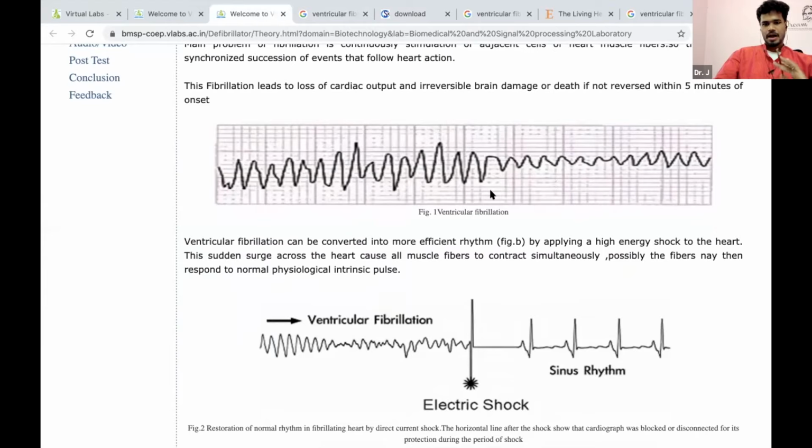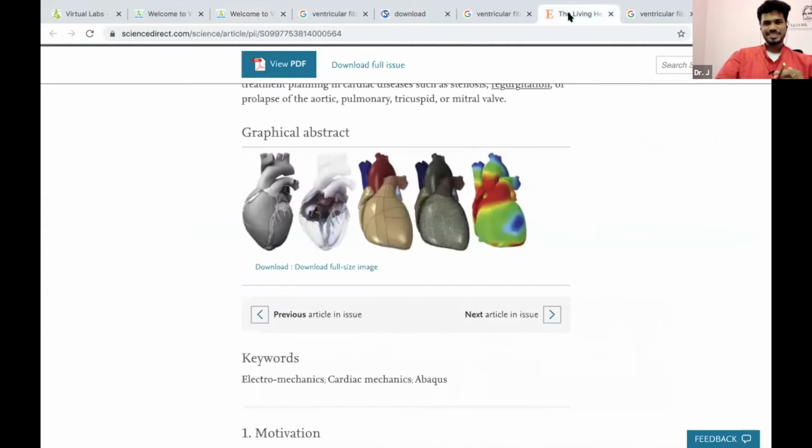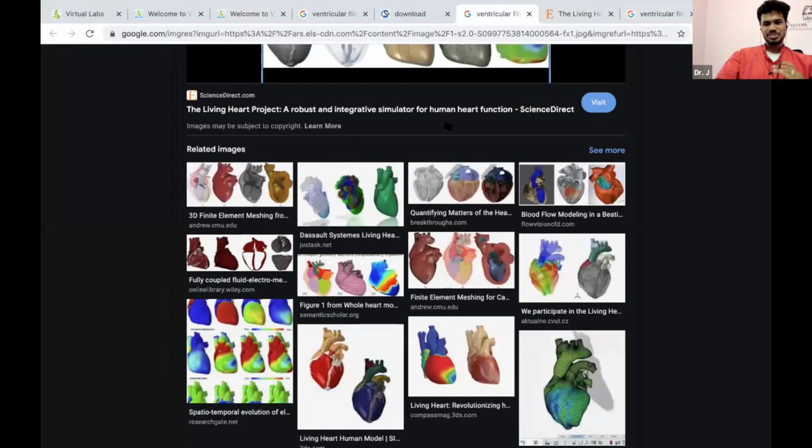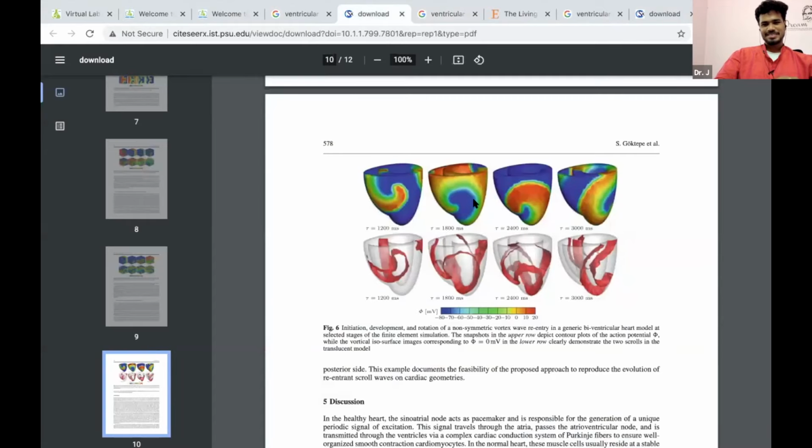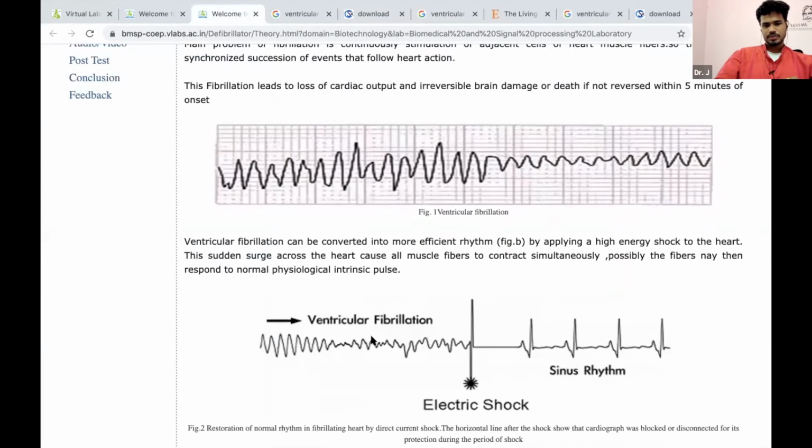The way to correct this is to give it a sufficiently high shock, right? That epiphanic moment when someone comes and corrects us. Okay, this is what you are supposed to do. Make up your mind. Something like that. The heart needs such an impulse. So this is the ECG signal, and we give a sufficiently high shock.